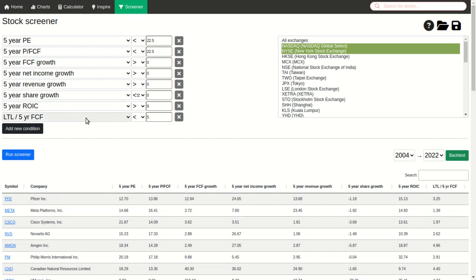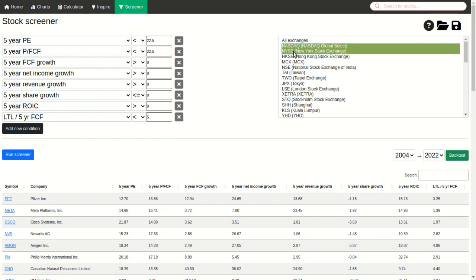And finally, we have the long-term liabilities divided by the 5-year average free cash flow, and we want it to be less than 5. What this means is that using the average cash flow, it will take less than 5 years to pay off all of its liabilities.